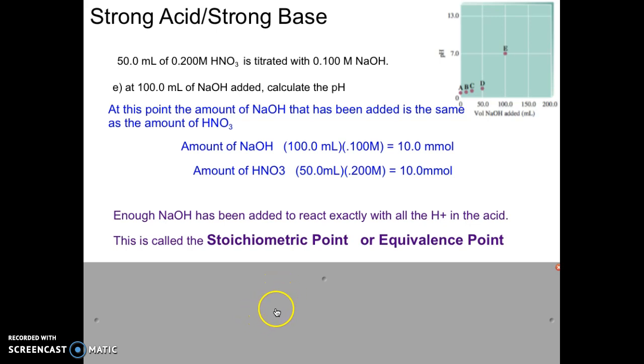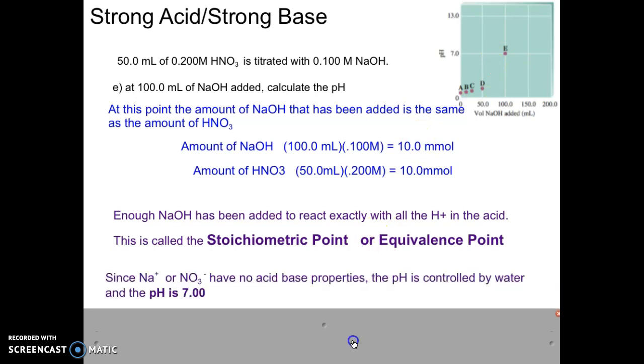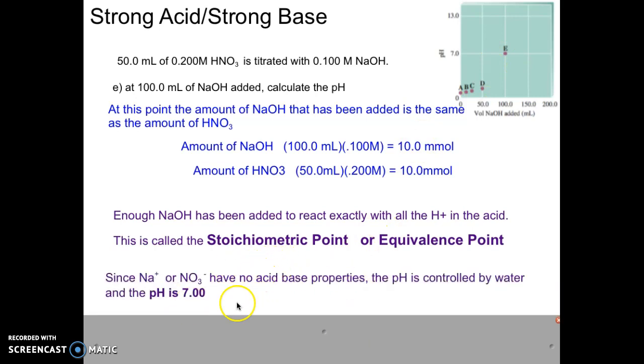So enough NaOH has been added to the titration to react exactly with all of the H plus that is there. And when we look at that, that becomes a very sharp point that it just very quickly jumps up. That's our equivalence point, okay? Now, here's also an important piece to know, is that since the sodium ion or the nitrate ions have no acid-base properties, the pH is controlled by the water. So that means the pH is 7.